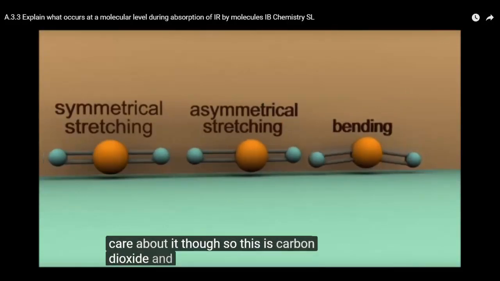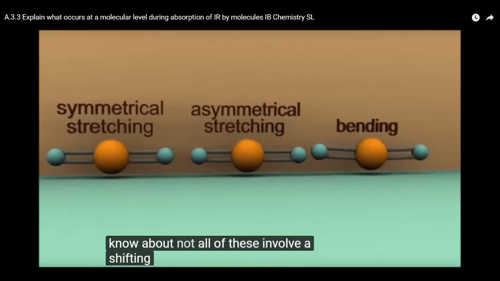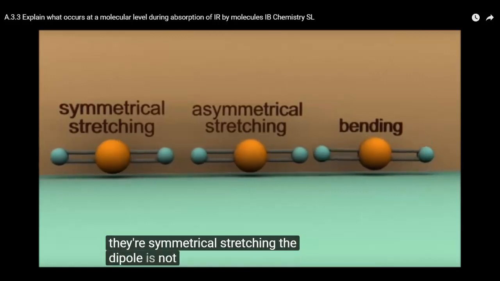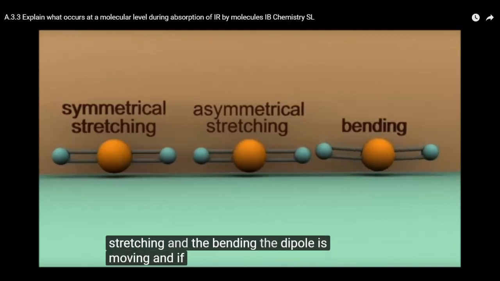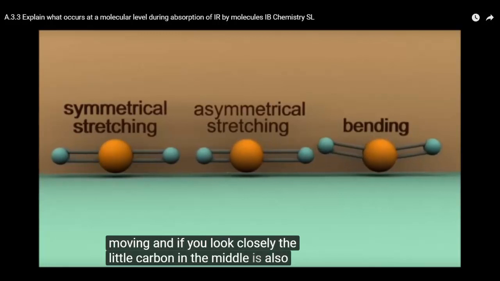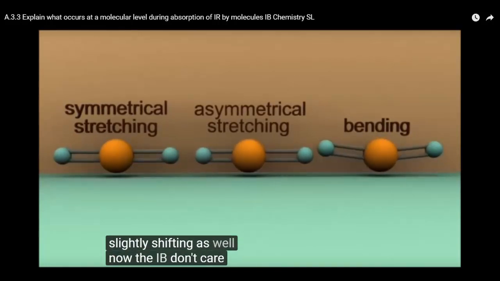So this is carbon dioxide, and there are also three different vibrational modes you need to know about. Not all of these involve a shifting dipole. The one on the left, the symmetrical stretching, the dipole is not moving. The asymmetrical stretching and the bending, the dipole is moving. And if you look closely, the little carbon in the middle is also slightly shifting as well. Okay, so that was a really great demonstration of how this stretching and bending works.